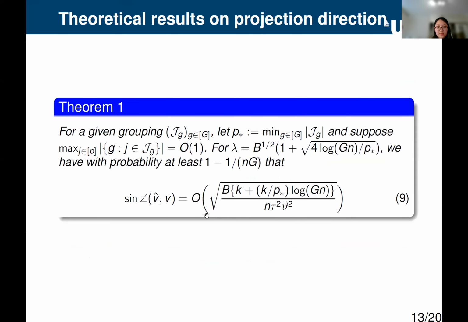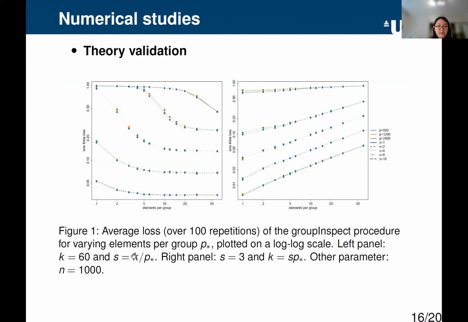So if we look back at our theorem again, for small P star, the second term here is the dominant term of the sine angle loss, and the loss decreases at a rate approximately proportional to 1 over square root of P star. And if P star is large, then the first term is the dominant term, and the loss has minimal dependence on the P star. If we look back at the plot here, we can see that this simulation result matches with our theorem 1.